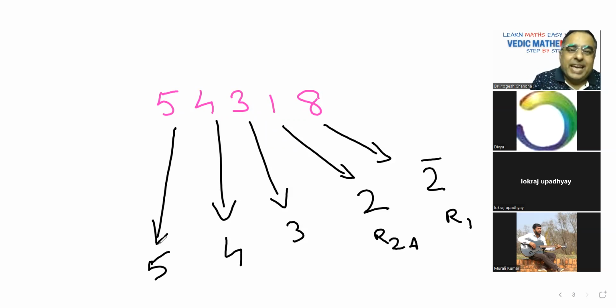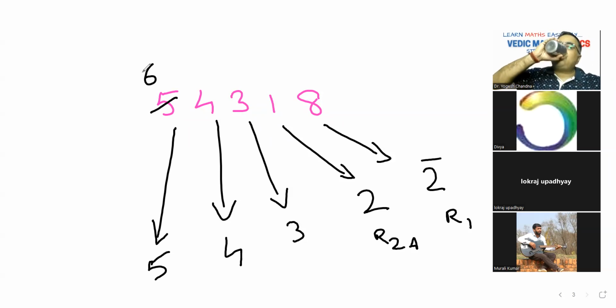But if instead of 5, it was 6, then what will you do? Subtract from 10, add 0. Yes, Murli, we will subtract 1 4 bar from 10. If it was 0 6, before 6, then 1 4 bar would have come. Got it?